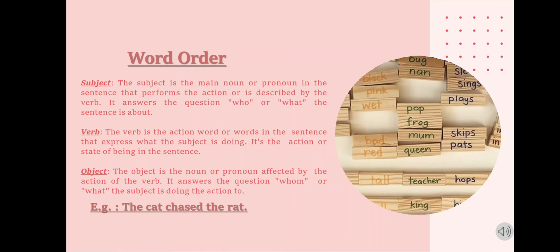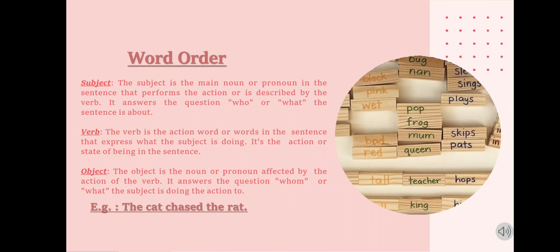Subject is the main noun or pronoun in the sentence that performs the action or is described by the verb. It is the answer to the question who or what the sentence is about. Meanwhile, verb is the action word or even words in the sentence that express what the subject is doing. It is the action or state of being in the sentence. But object is the noun or pronoun affected by the action of the verb. It answers the question whom or what the subject is doing something to.